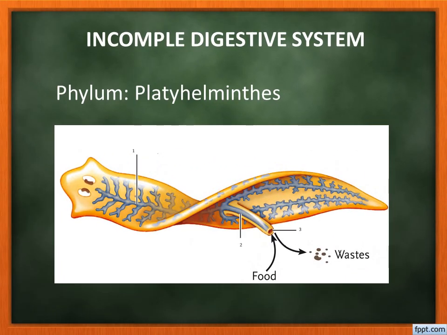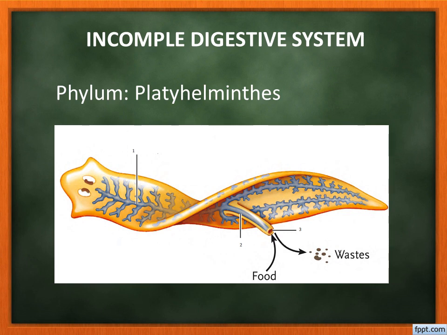One of the characters they said is the incomplete digestive system. Incomplete digestive system means, here they said, in the case of platyhelminthes, organ system level is also there, right? So platyhelminthes, one of the examples they said, is the flatworm. The digestive system consists of only a single pore that will perform as a mouth as well as the anus. Can you see in this picture?